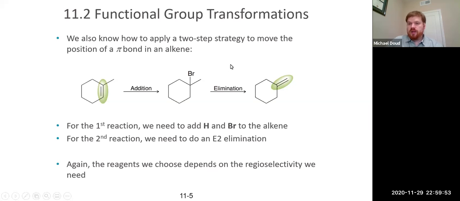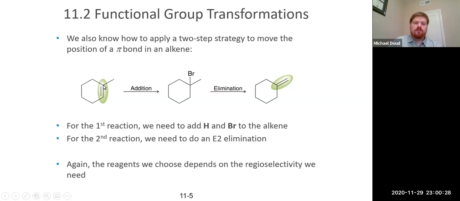Okay, so that's a few things that we've learned already. We also know we can move a pi bond using a sequence of addition and then elimination. So almost the opposite of what we were just doing there. So starting from this pi bond, let's say we want to move it to this pi bond. Well, the first step is we do an addition reaction and we get the bromine on the carbon that's going to be in the middle of those two pi bonds. Like this is a vinyl carbon in the reactants and it's a vinyl carbon in the products. That's going to be our key step.